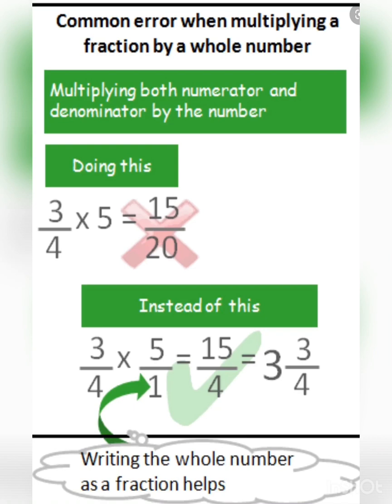That is wrong practice. Instead of this, it is better that you write the whole number as a fraction by putting 1 as the denominator and then solve. Here you can see 3 by 4 multiply 5 by 1 equal to 15 by 4. That is 3 complete 3 by 4. It is the correct method.